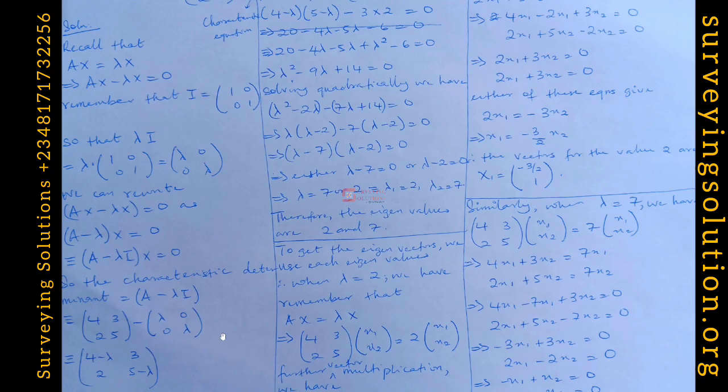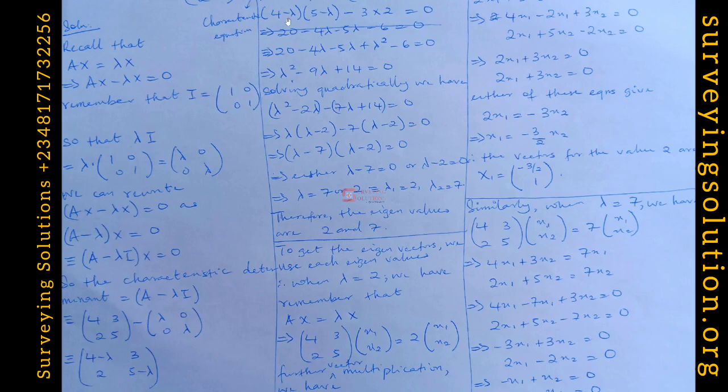So it's the same thing that we have here. So it will now be 4 minus lambda multiplied by 5 minus lambda, which is what you have here, right? Good. Minus 3 times 2, which is what? 3 times 2. So since we have 4 minus lambda multiplying 5 minus lambda, it's like 2 brackets are multiplying, right?